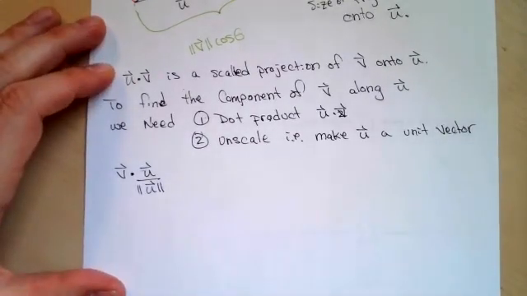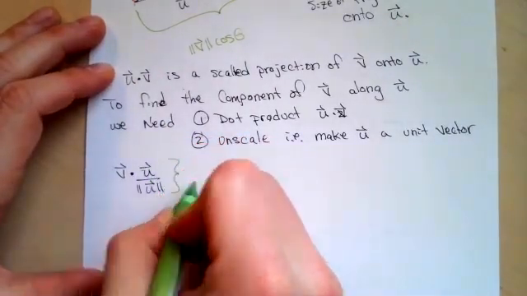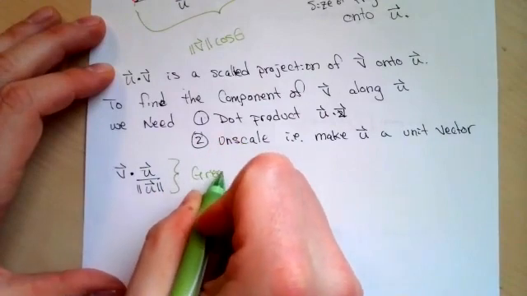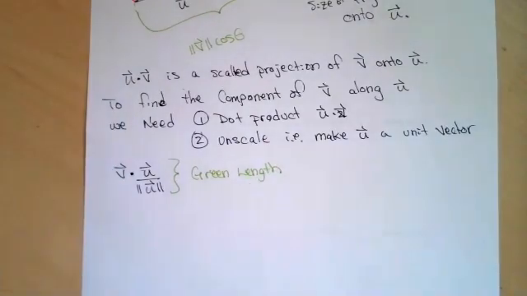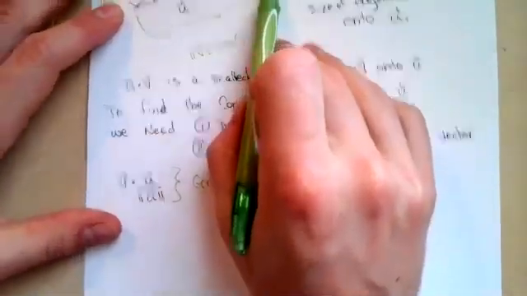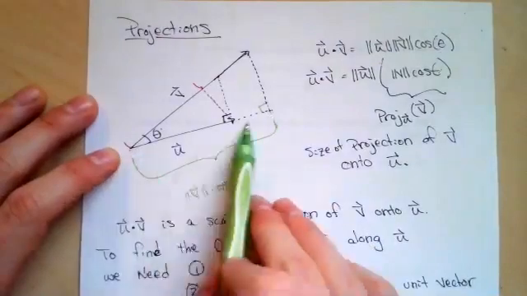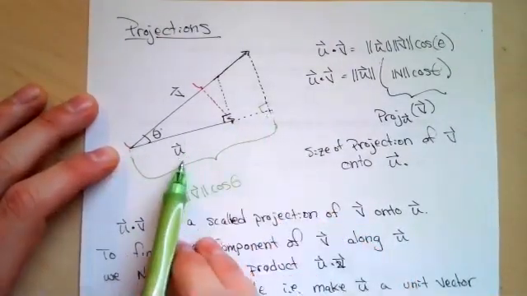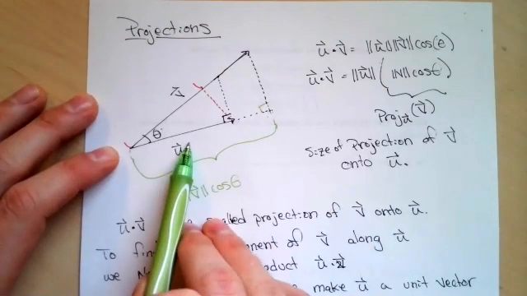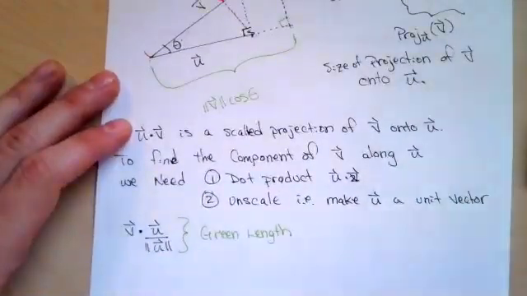This guy gives us our green length. So it gives us the size of that length. However, if we want to keep that direction, well, what's the direction we're going in? We're going in the direction of u. So we would just multiply it then.